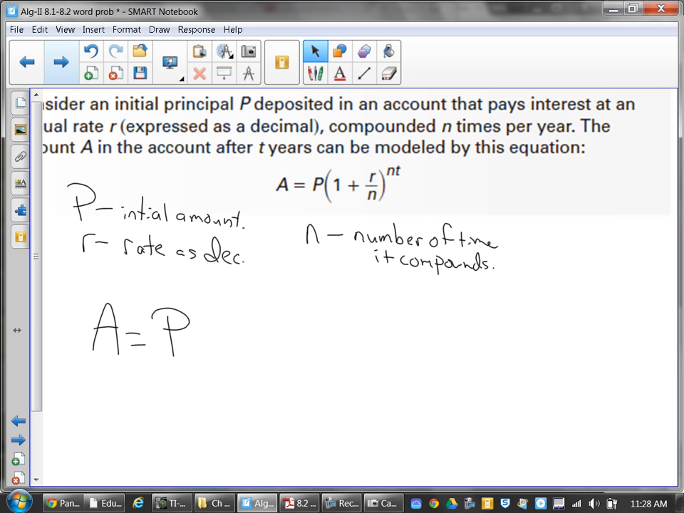Is it better to have it compounded semi-annually or every day? Well, you'll look at the numbers. If it was every day, it's going to grow quicker. It just depends on your values. T is still the number of years.